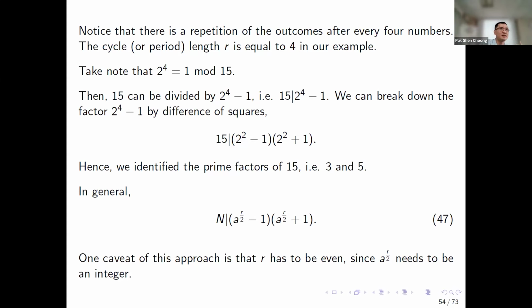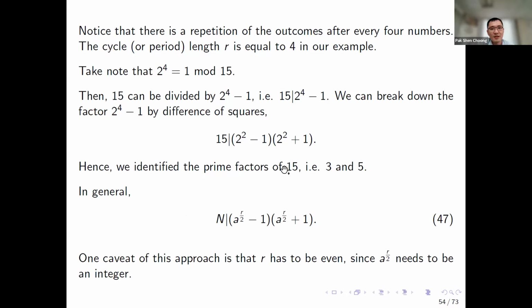So Shor's algorithm promises to have a faster approach compared to the classical approach of finding your prime numbers, your prime factors, sorry. So if you want to generalize this type of formulation, then basically you can write something like this. For any number n, as long as you can find a to the power of r divided by 2 minus 1 and a to the power of r divided by 2 plus 1, you identify the factors for n.